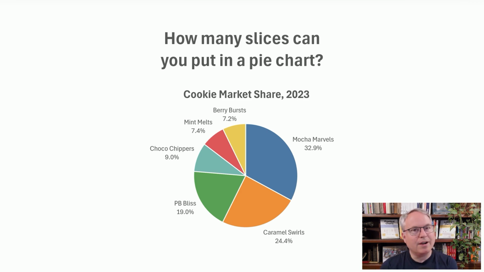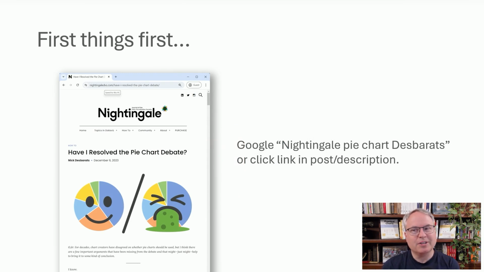Before I get into this, though, I just want to clear up the probably obvious question that a lot of people are asking: should we even be using pie charts? I have written a detailed article about this. You can just Google Nightingale, which is the name of the journal that I wrote the article in, and then pie chart, and then my last name. Or I will also post a link to that article in the description of this video.